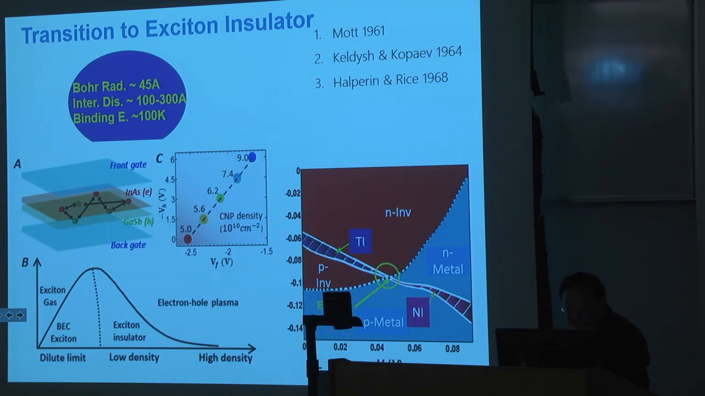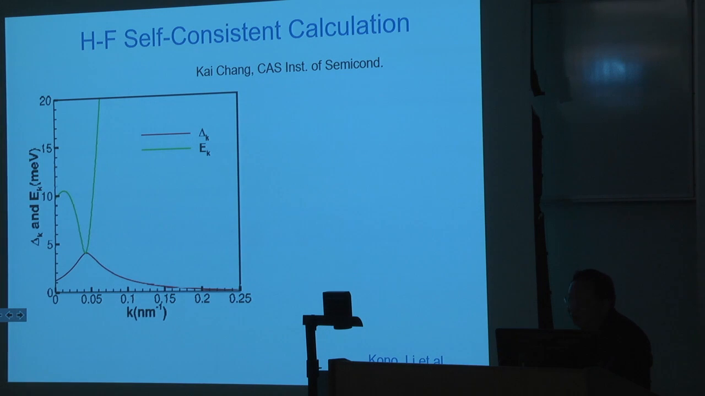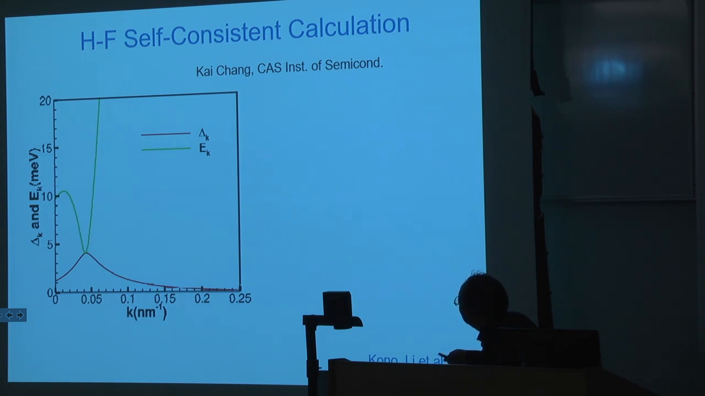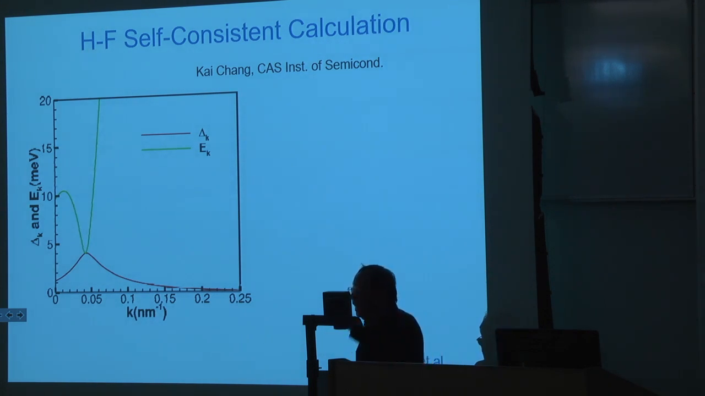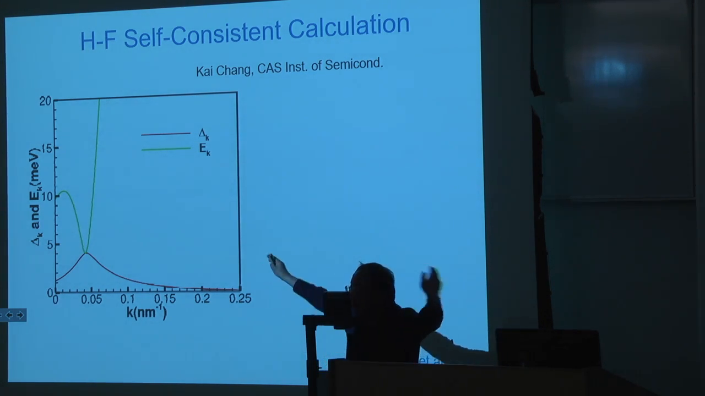Because of the time limit, next I'm going to show you two pieces of evidence for this. One is a calculation from the Hartree-Fock self-consistent method. Then you have a calculation result for the energy gap. This is the energy gap for the superconductor or for the insulator. And then you also have the blue one. The blue one is the energy required to take this electron-hole pair out of the condensate and let them far apart.